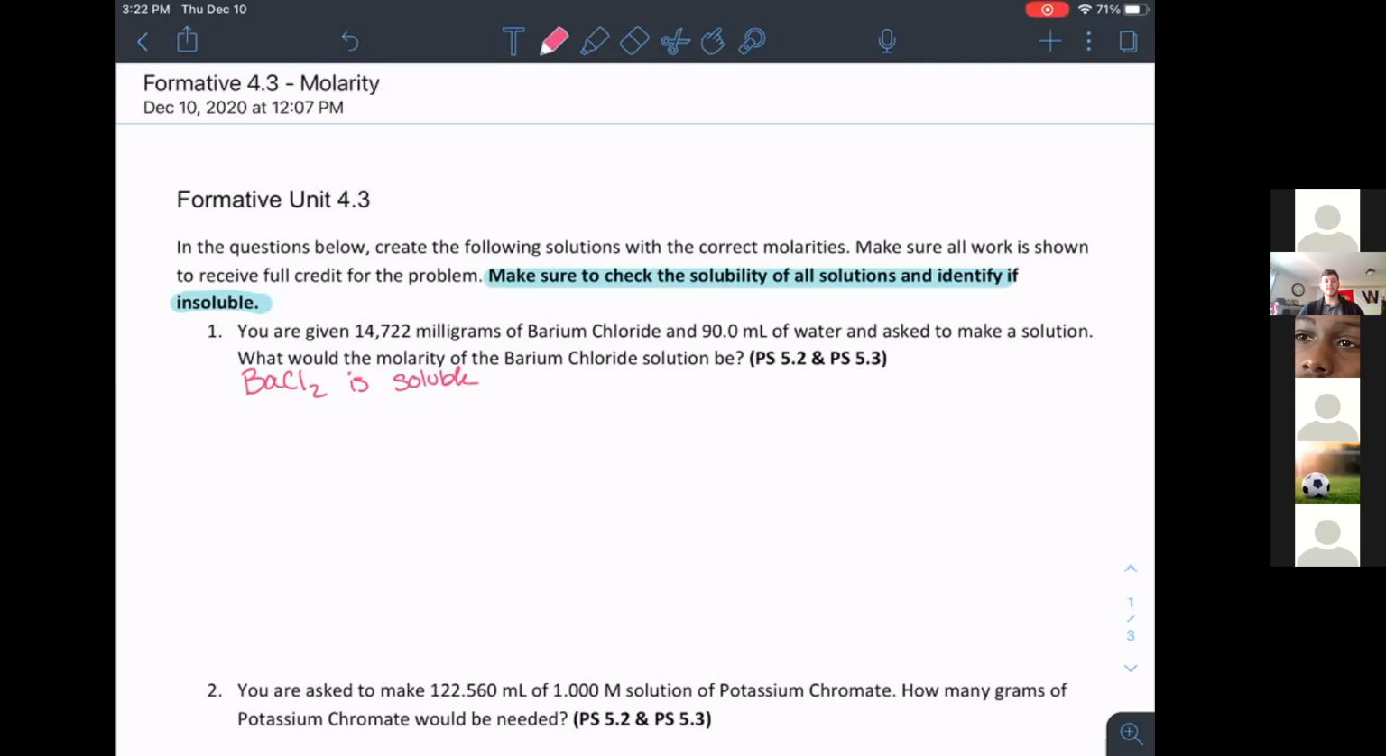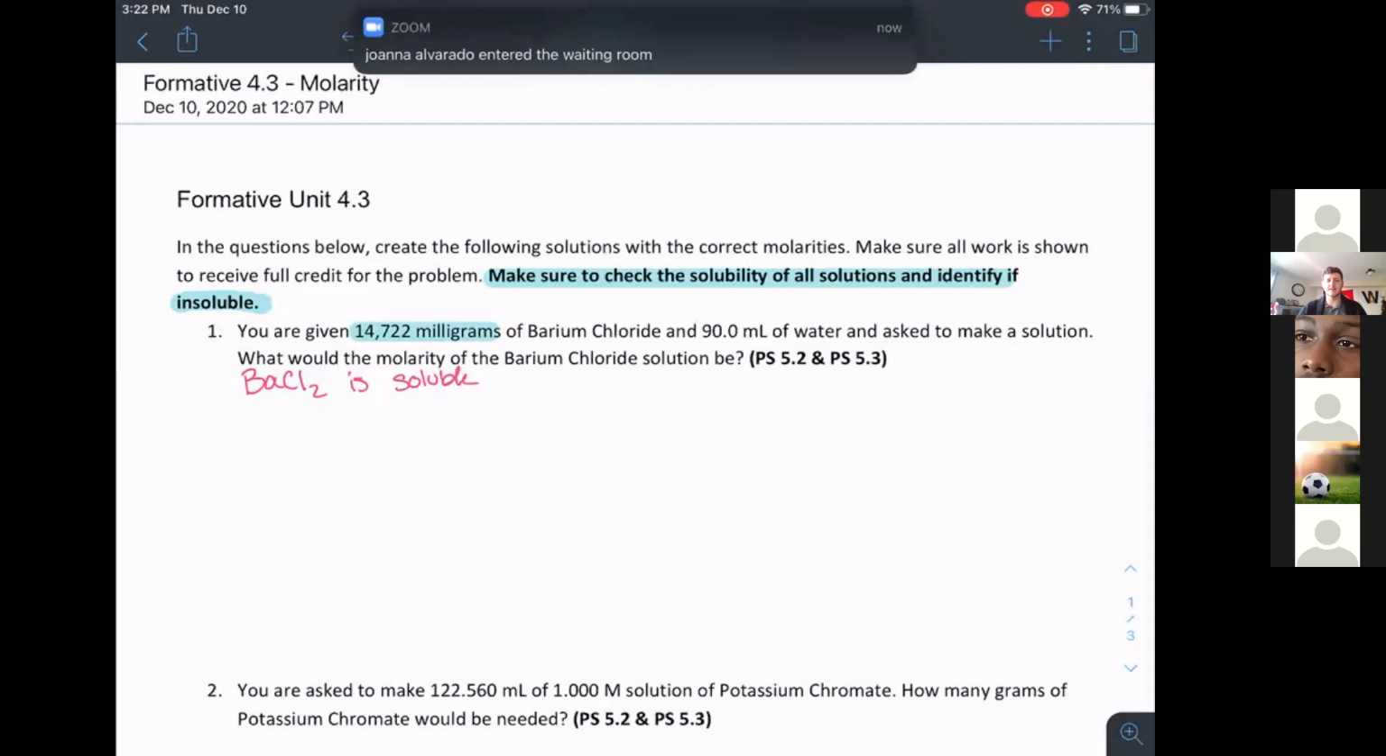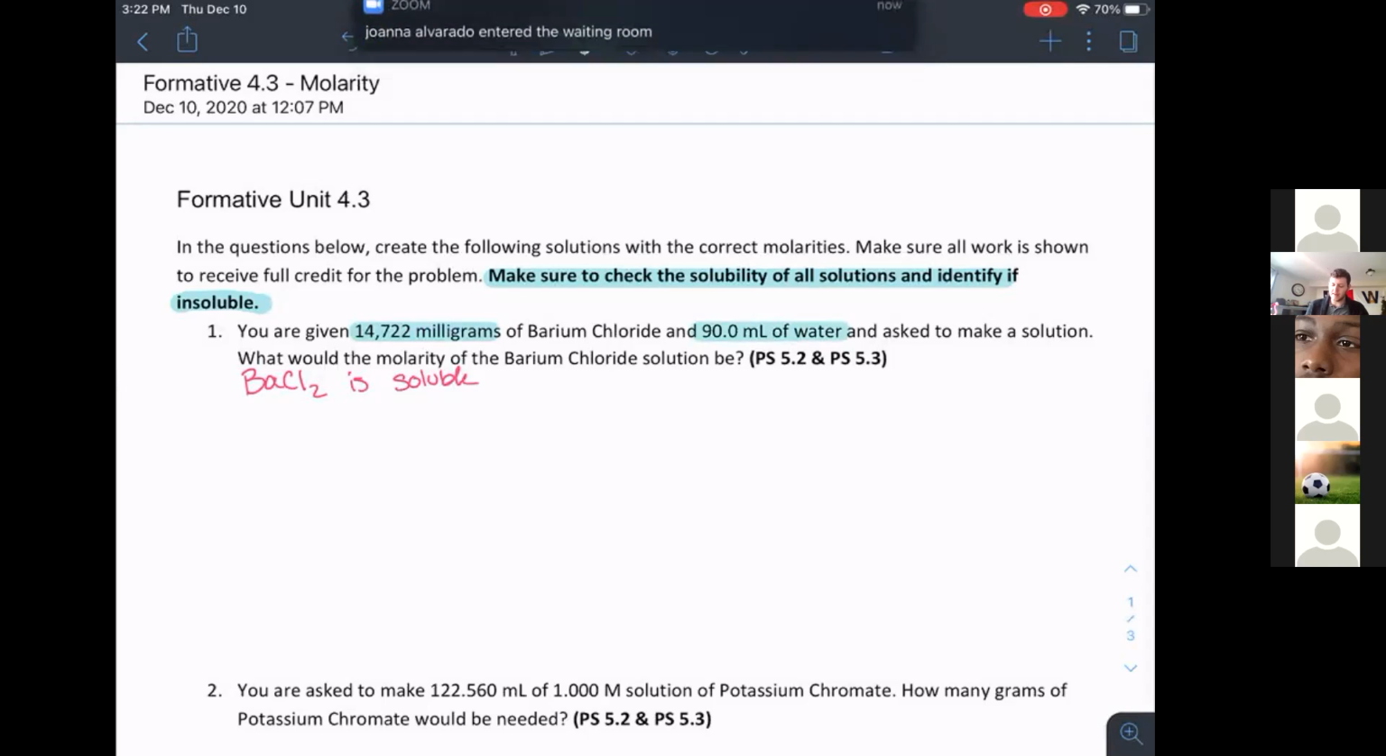So we do have to complete this problem because barium chloride is soluble. Then we look back at the problem and see that we were given 14,722 milligrams, and 90.0 milliliters of water to make this solution. The first thing we want to do is make sure all of our units are the correct units to solve any problem. If we have to do conversions, let's do those right away at the very beginning. Let's not worry about them for later.